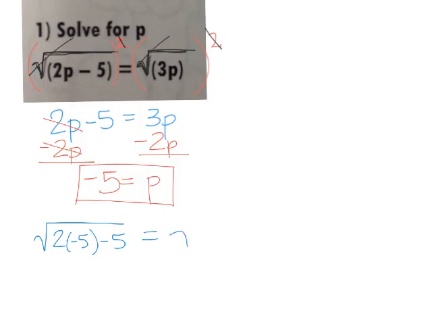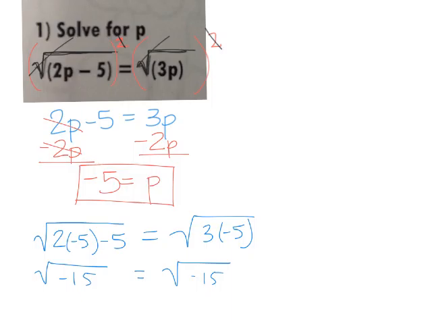Does that equal the other side? So let's see, what is 2 times negative 5? Well, that's negative 10, and negative 10 minus 5 is negative 15. What is 3 times negative 5? That's negative 15.